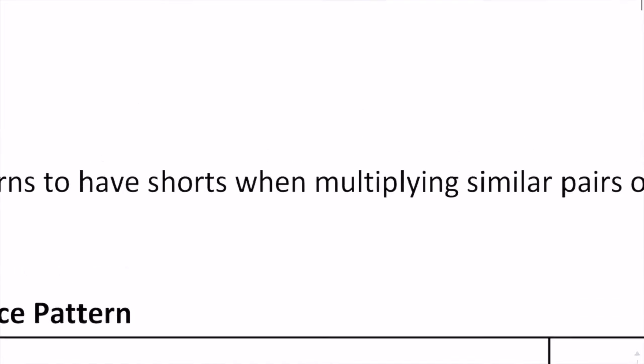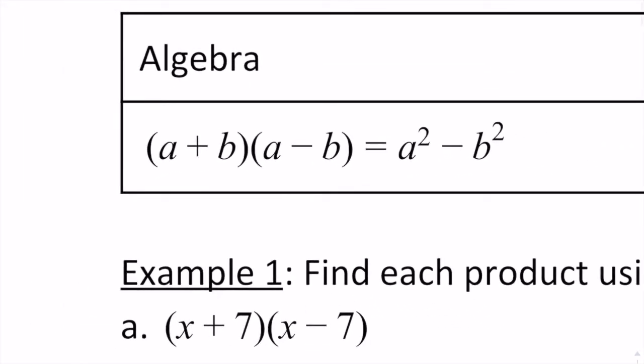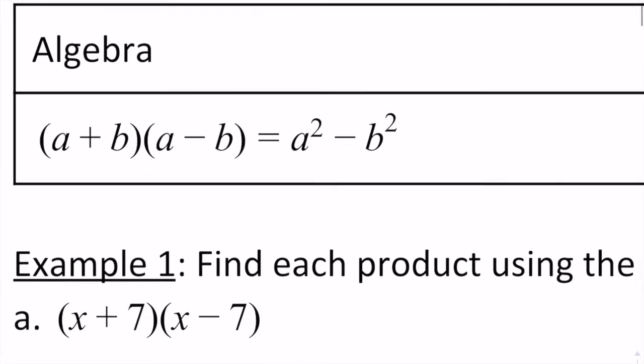It should say shortcuts. Okay, so for example, if I have a plus b times a minus b, that is going to be equal to a squared minus b squared. What is an example of this?